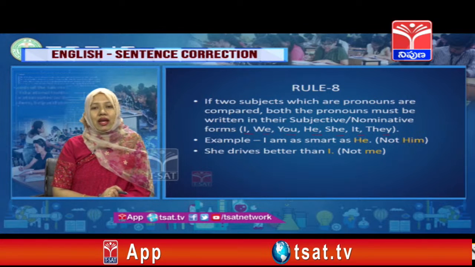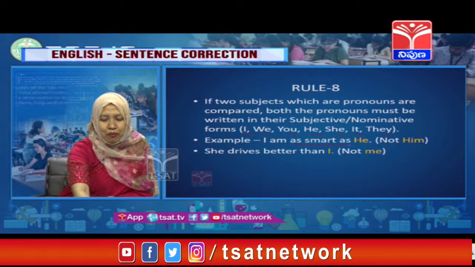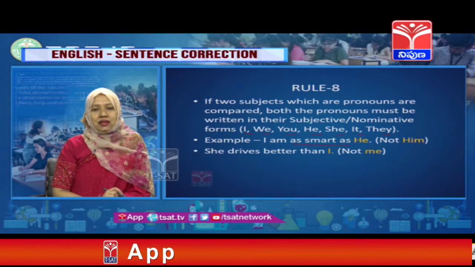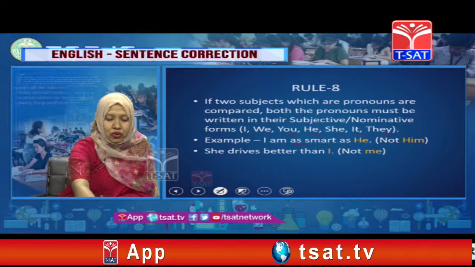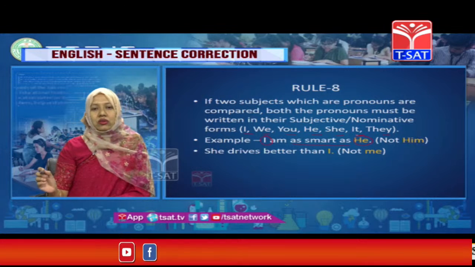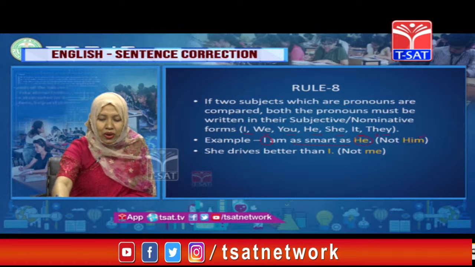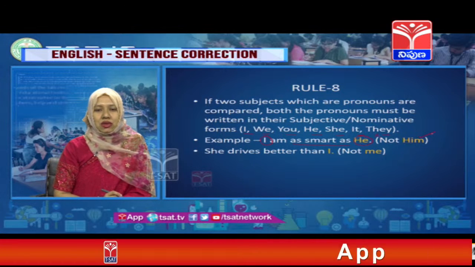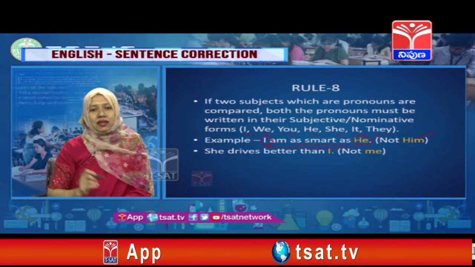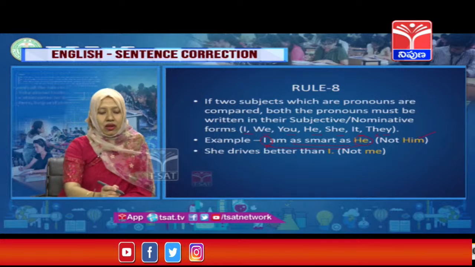For example, I am as smart as he. Here a simile, a comparison, is used: as smart as he. In this sentence, two subjects are there, two pronouns are there, I and he. So when you compare two pronouns, you have to use him in the object place. He will come in the subject place. Using he in the object place is wrong. I am as smart as him, we should say.